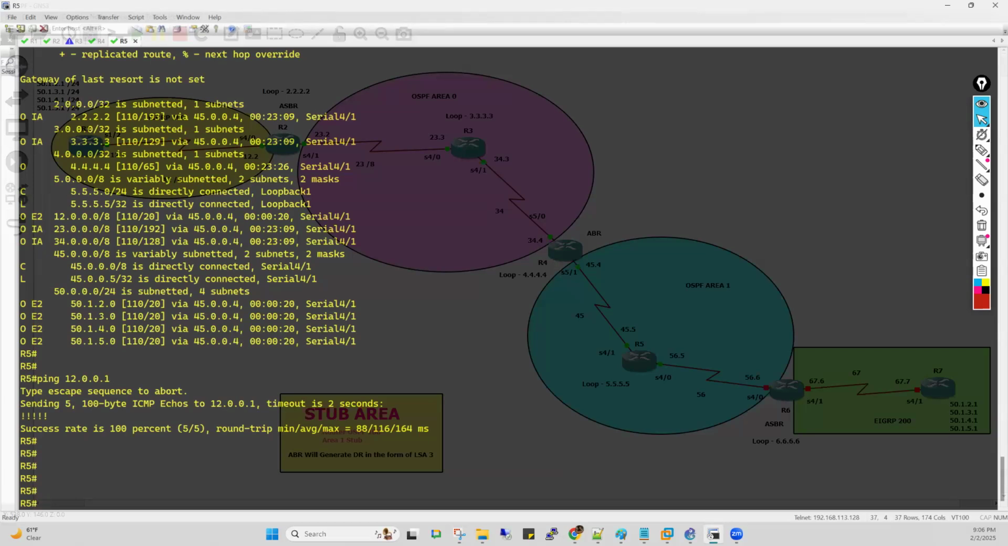Right? For lab scenarios, we can mention the metric delay value, like 100. For lab scenarios only. In real time, we are not configuring like this.